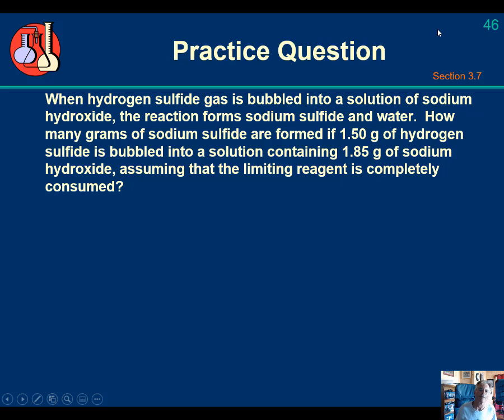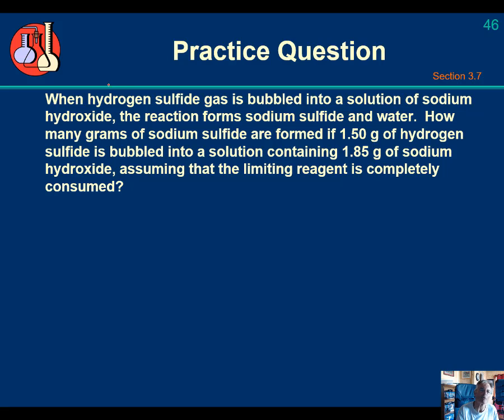This is a great problem. It's a great problem because you don't have a balanced chemical reaction, you don't have names for the compounds or formulas for the compounds, and it's a limiting reactant gram to gram stoichiometry problem. So we're going to have to come up with everything and work this particular problem.